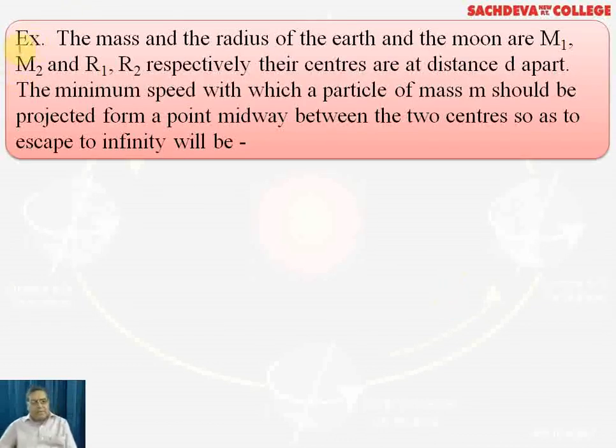Now in the second example we find the mass and radius of the Earth. Mass and radius of Earth and Moon are m1 and m2. m1 stands for Earth, where m2 stands for Moon. r1 is the radius for Earth, and r2 stands for Moon. Their centers are at distance d apart. The minimum speed with which a particle of mass m would be projected from a point midway between the two centers so as to escape to infinity will be how much?